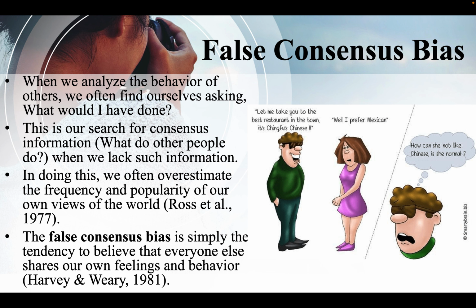When we analyze the behavior of others, we often find ourselves asking, what would I have done? This is our search for consensus information. What do other people do when we lack such information? In doing this, we often overestimate the frequency and popularity of our own views of the world. The false consensus bias is simply the tendency to believe that everyone else shares our own feelings and behavior.